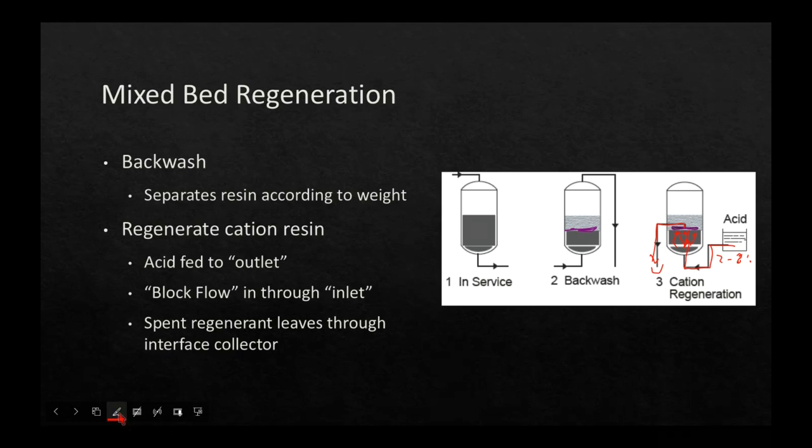And then you wonder, but what if that gets into the anion resin? Isn't it going to wreck the anion resin? And the answer is absolutely it will. So what we're also going to do, and they don't show it in the picture, but I'm going to show it, is something called block flow. And block flow is just water, it's demin water, and the block flow is always going through here so that the acid can't get into the anion resin. So the block flow water also goes into the interface collector and also goes out to waste.